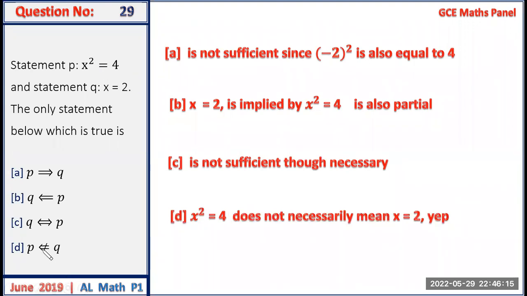Because P is not necessarily implied by Q. So if x is equal to 2, it does not mean that x squared must always be equal to 4, because x can be either 2 or -2. So this last one is the correct one, because it does not necessarily mean. Now, this one they cross like this, it means it does not necessarily mean. And this holds because x can either be 2 or -2. So we take the last one.